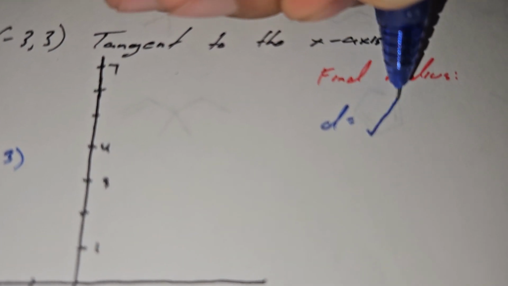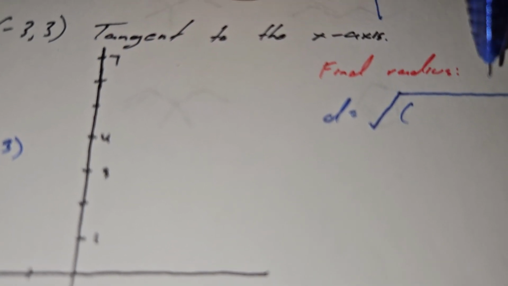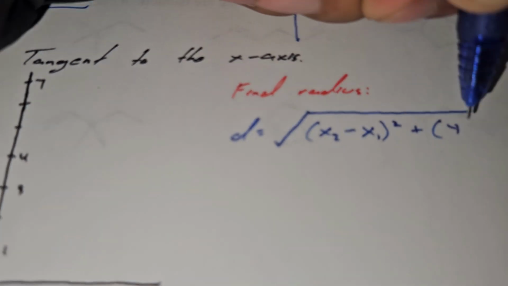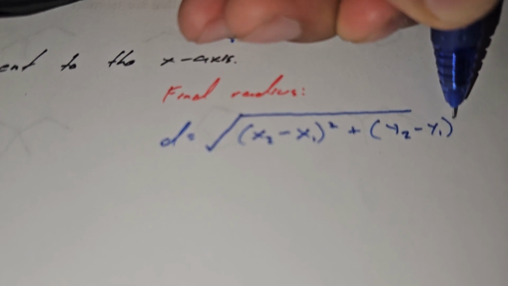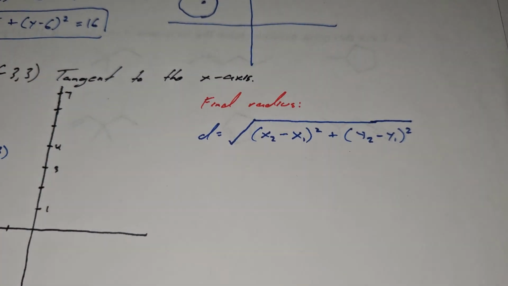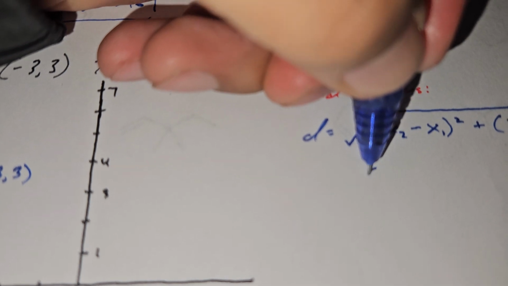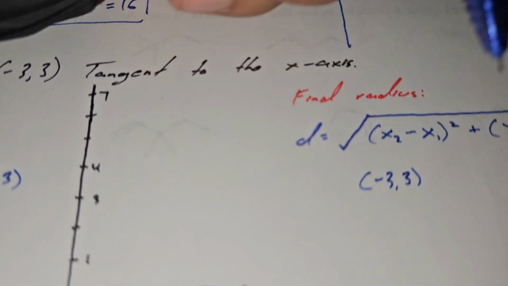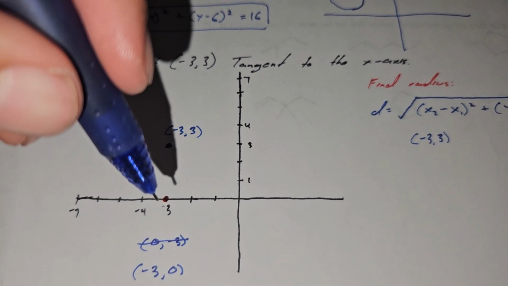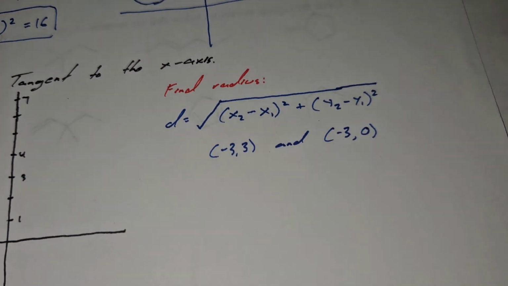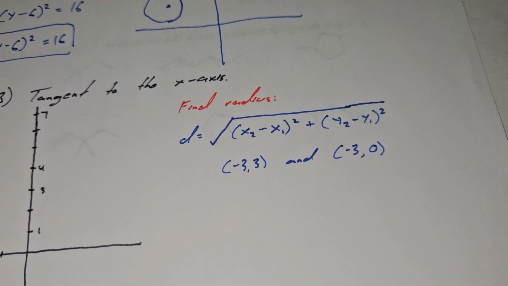Let's use the distance formula for that. The distance formula is equal to the square root of (x sub 2 minus x sub 1) squared plus (y sub 2 minus y sub 1) squared, all of that under the square root sign. So that's our distance formula. Let's write down our points that we have chosen. We are already given the center of -3, 3, and the point that we chose is right here, -3, 0.